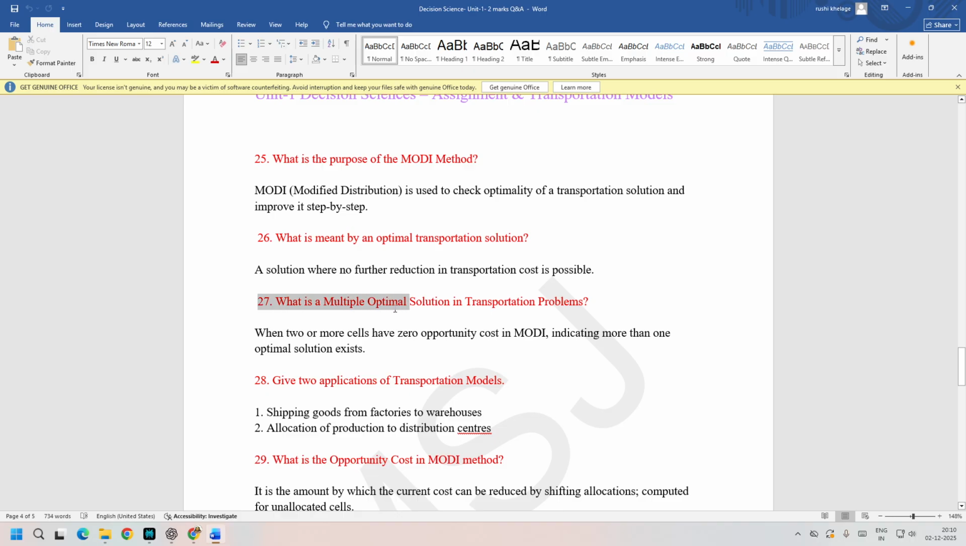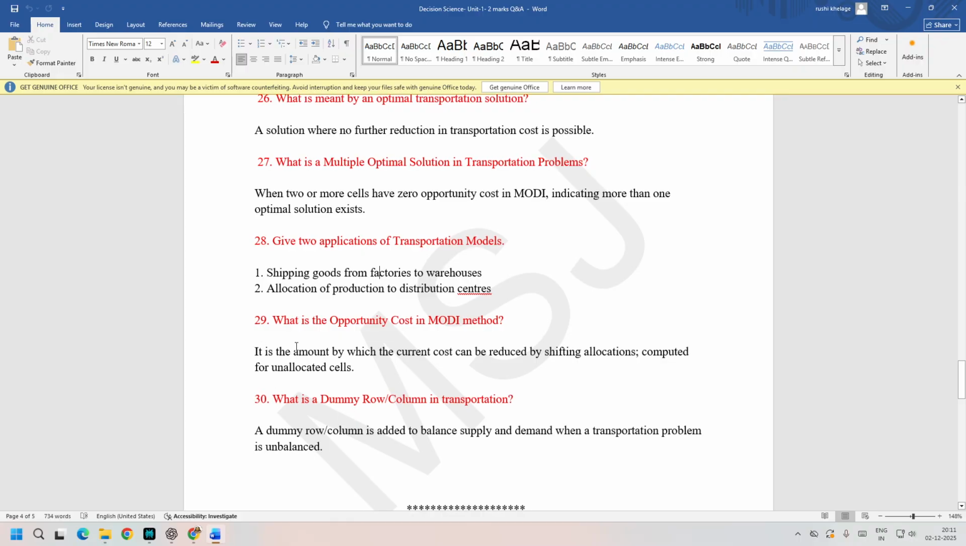Question number 27. What is the multiple optimum solution of transportation problem? When two or more cells have zero opportunity cost in MODI, indicating more than one optimal solution. That is definitely the multiple optimal solution, meaning there is more than one optimal solution in existence. Question number 28. Give two applications of transportation model. First is shipping goods from factories to warehouses, and allocation of production to distribution centers.